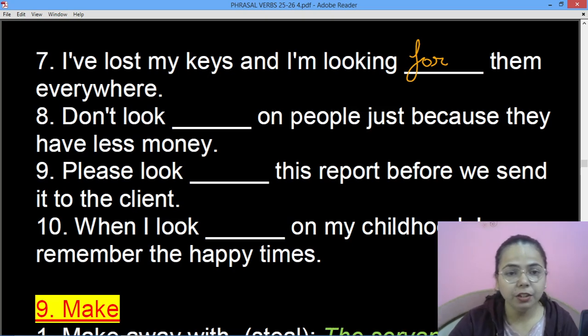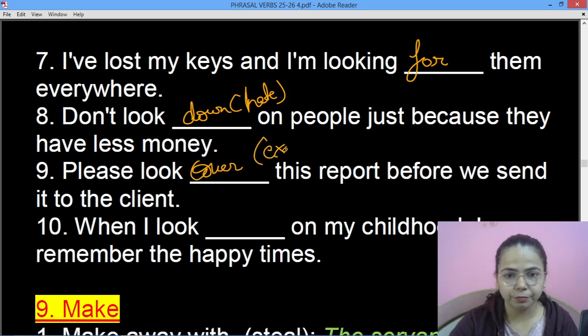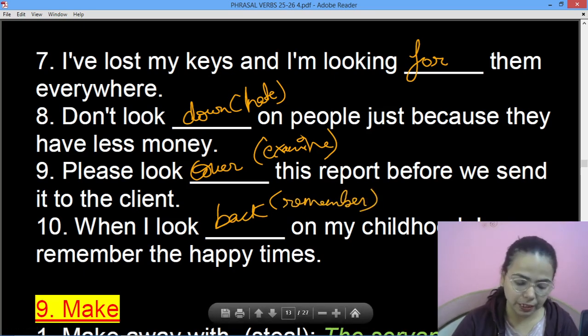Then don't look down on people means to hate. Don't hate people just because they have less money. Then please look over this report means to go through this report, to examine this report before we send it to the client. When I look back means to remember something, to memorize something of my childhood. I remember the happy times.